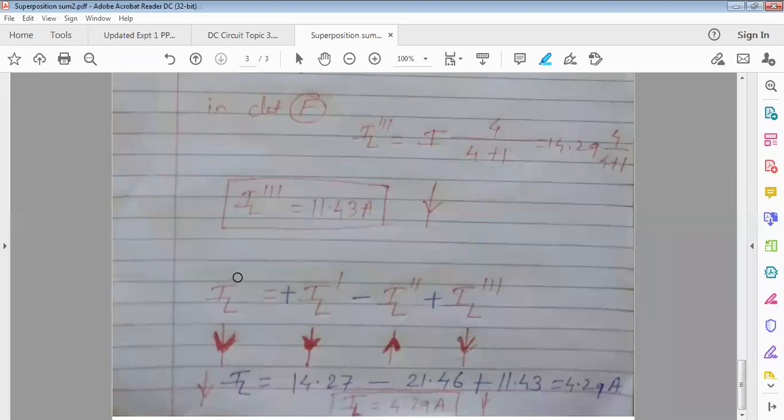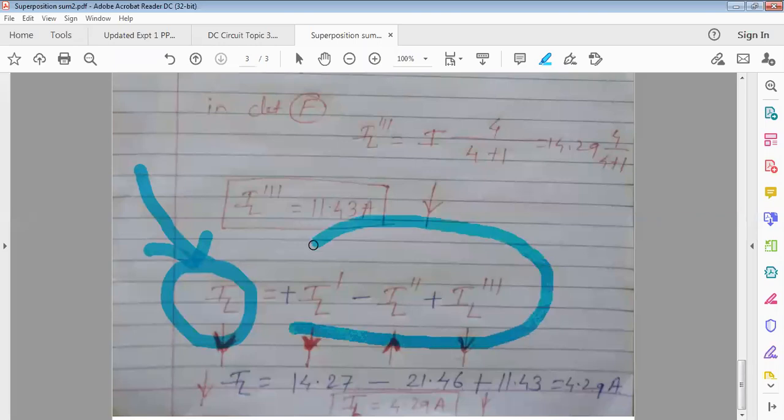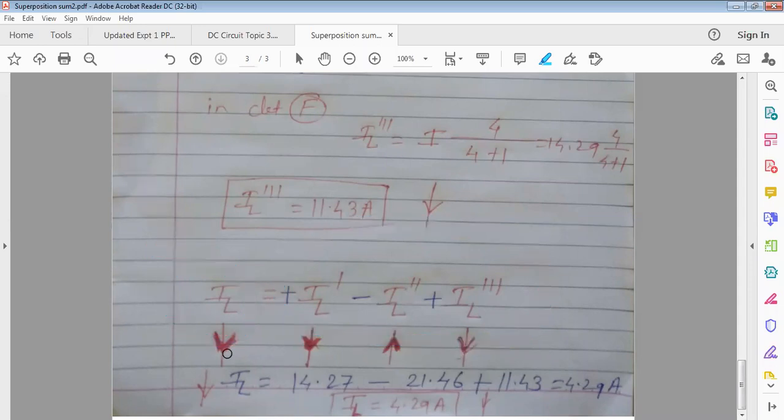Whatever the total current flowing through load resistance RL when all sources are there is equal to the algebraic sum of the currents considering a single source at a time, making the rest of the sources inoperative. So they are an algebraic sum. What does algebraic sum mean? I'll assume the current flowing through load resistance in the original circuit is in a downward direction. You can assume upward also, no issue. I have assumed downward.